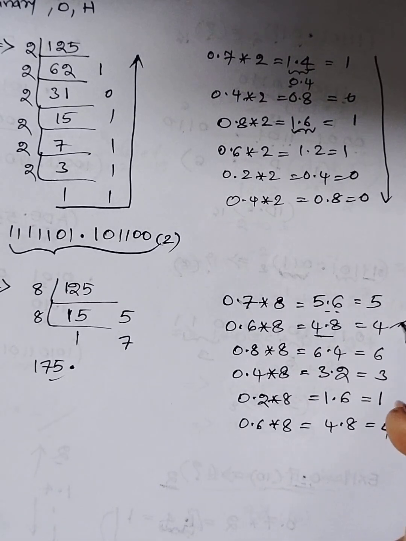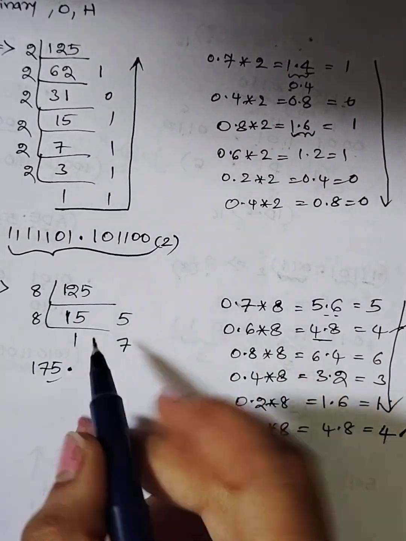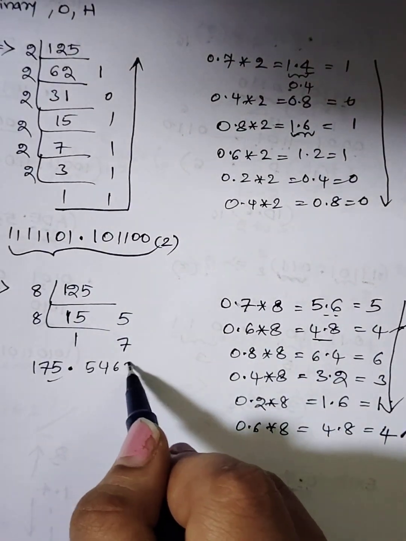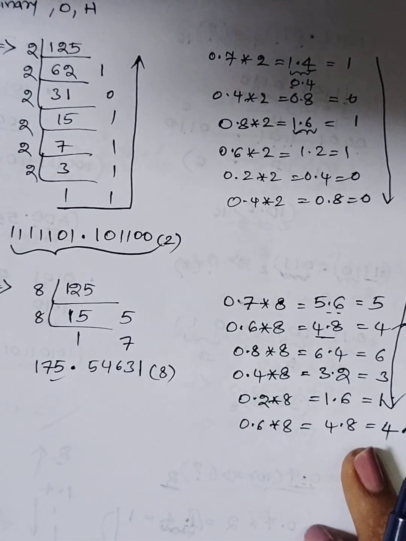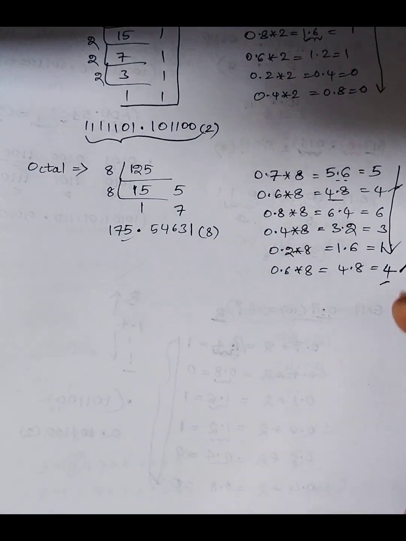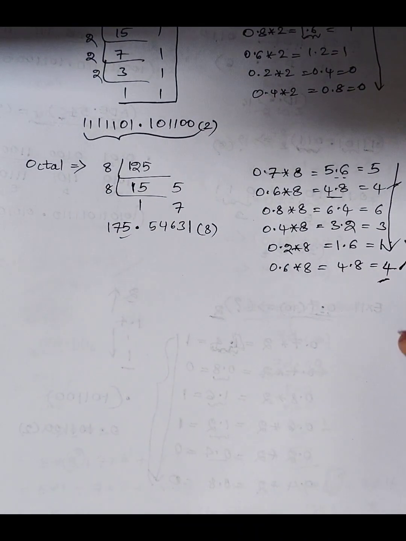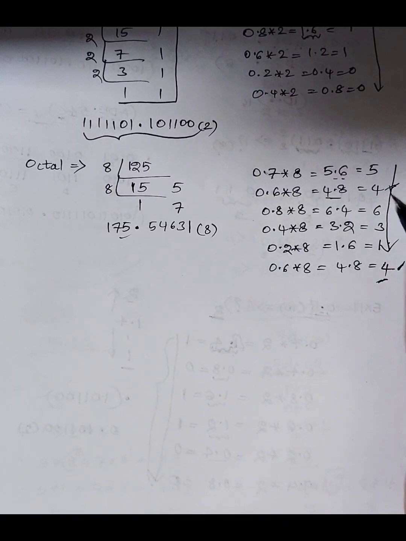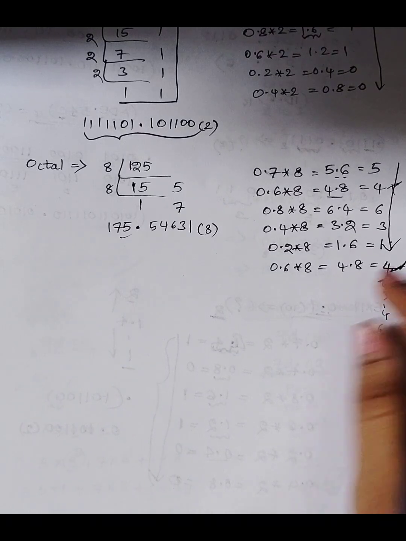So this value 4 is repeated, so we will consider like this: 5 4 6 3 1 in octal. We stopped here because we got a repeated value 4 where it is already repeated here. Even if you continue, you will get the same repeating value from here, 4 6 3 1 4 6 3 1, you will keep on getting like this. So better you stop whenever you get a repeating value.